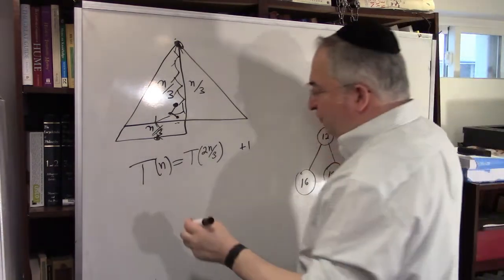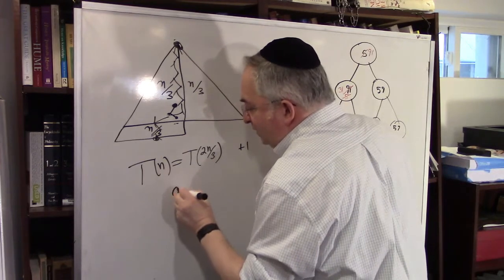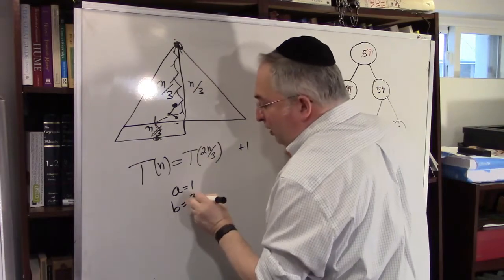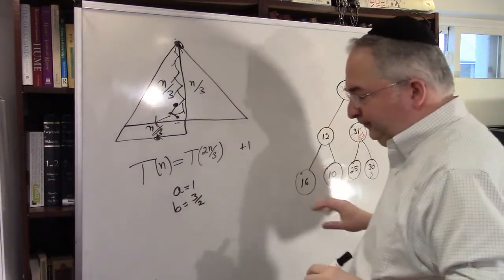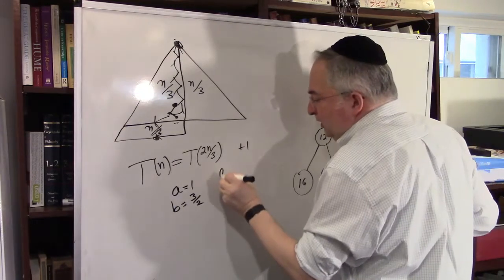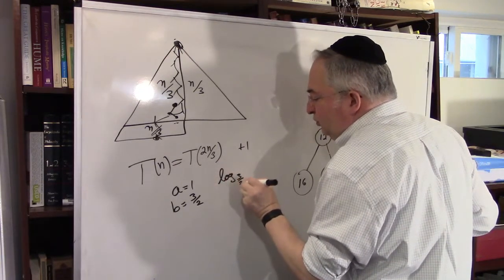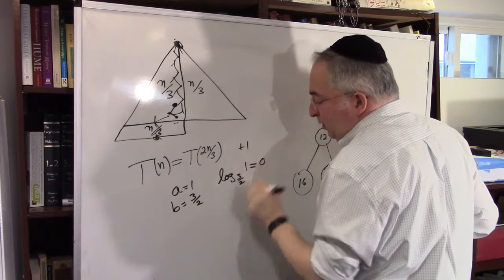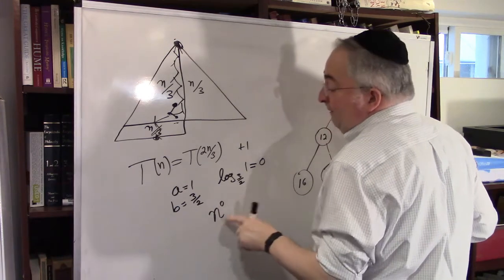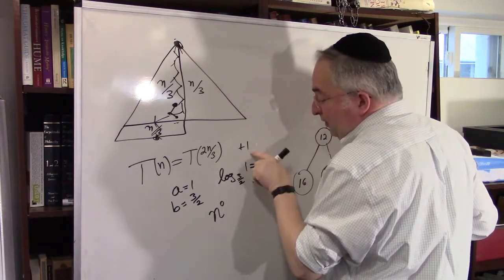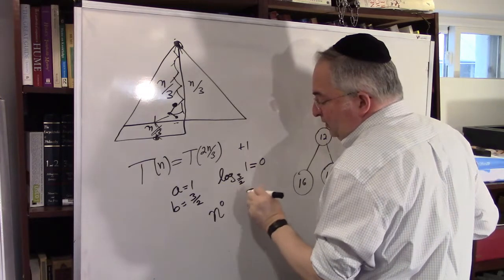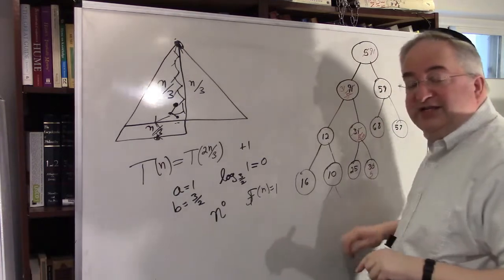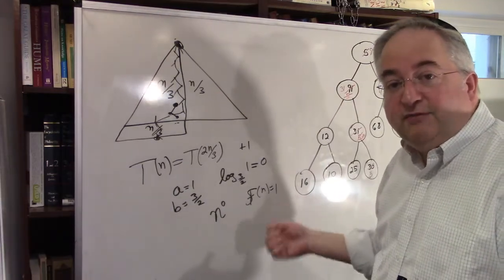We do the master theorem every day the rest of the class. A is equal to 1, B is equal to not 2 over 3, but 3 over 2. You do the master theorem, and you look at log base 3 over 2 of 1. What do you have to raise 3 over 2 to in order to get 1? The answer is 0. So you're talking about n to the 0, which is 1, and f of n is equal to 1. That's equal, so it's the middle case of the master theorem.